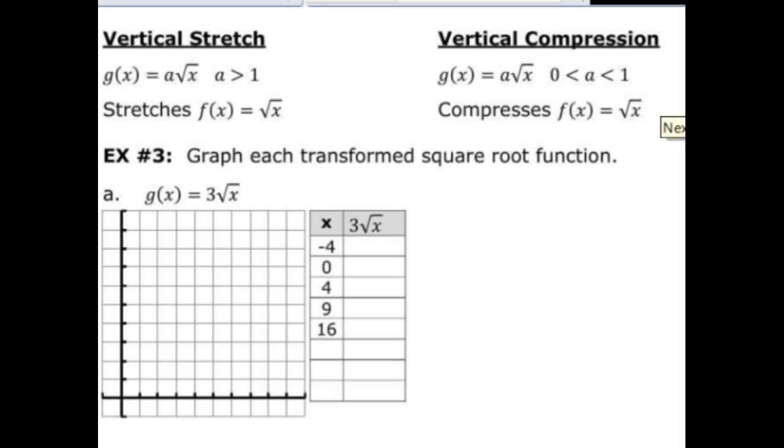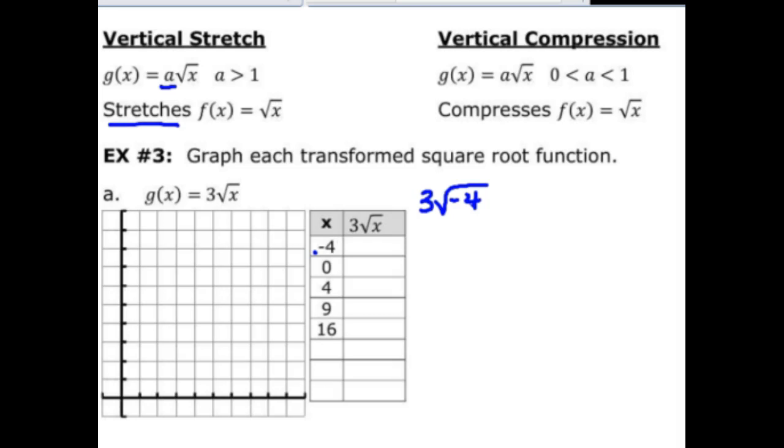What does a number out in front do? If the number is bigger than 1, it will stretch the graph out. And so to figure out what the stretch is, this one has a 3 out in front, so it stretches it. To figure out how much it stretches it, I'm going to fill in the table. So I'm going to do 3 times the square root. I'm going to take this number and put it under the square root. And what is 3 times the square root of negative 4?